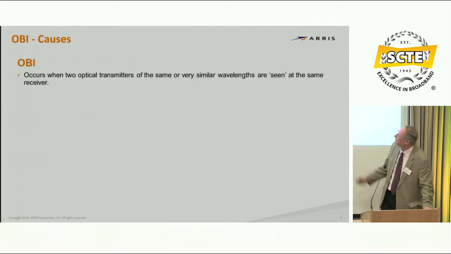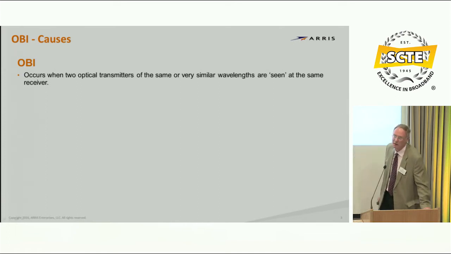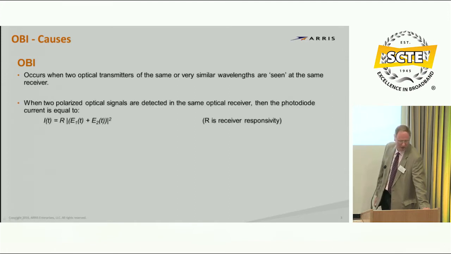So let's look at what OBI is, and the causes. Basically, OBI occurs when two optical transmitters of the same or very similar wavelengths are seen at the same receiver. Just to go into a bit of maths, and there won't be that much maths because this is condensed from about 5 papers to get to some of these numbers. If you look at the output from an optical receiver, the current from the optical receiver is represented by that, which is the energy of the two signals and the receiver responsivity.